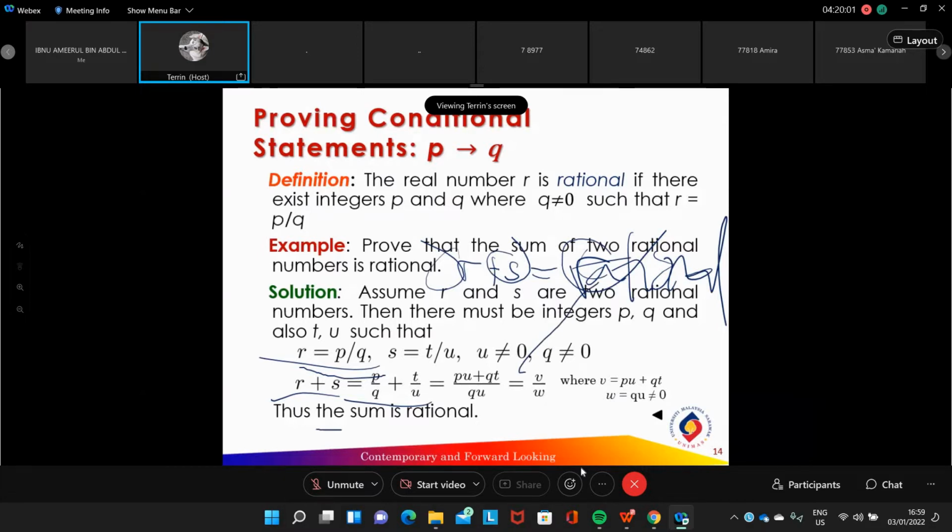Can I zoom in here? I can't zoom in here. Only on the main screen.